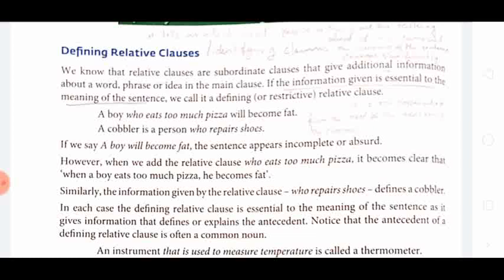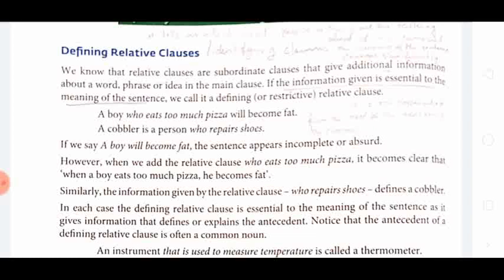Now here, if we just say that a boy will become fat, the sentence appears incomplete. Which boy? Or it seems absurd. We can't get the meaning clearly. A boy will become fat. Which boy? Who eats too much pizza is necessary here. However, when we add the relative clause, who eats too much pizza, it becomes clear. When a boy eats too much pizza, he becomes fat.